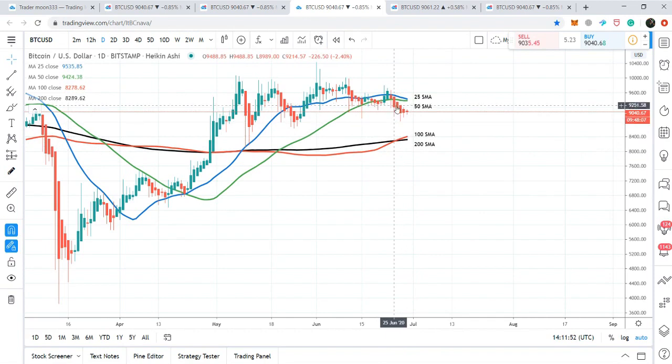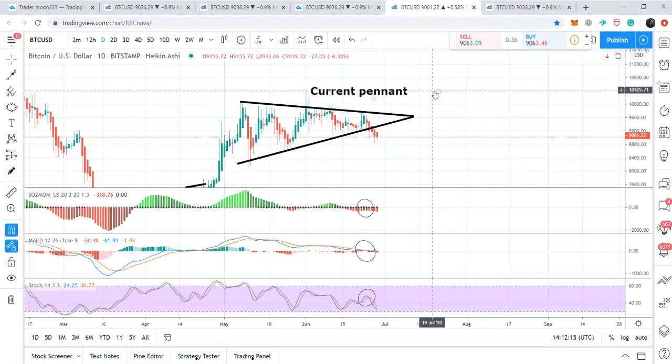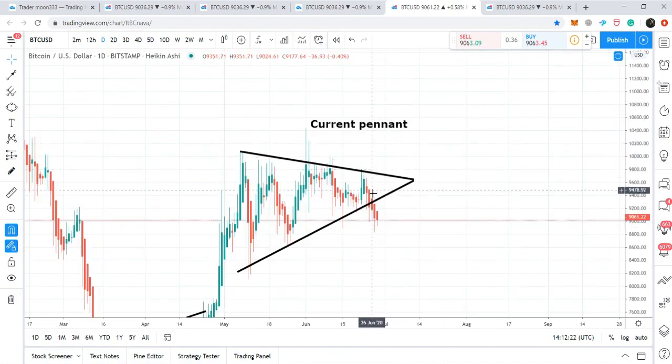For example, if the price action moves up to this level, then we can expect that the price action can have a strong bullish bounce from this support of these two simple moving averages. Now, this pennant support is very obviously broken down. I was expecting that the price action would take another bounce from here.